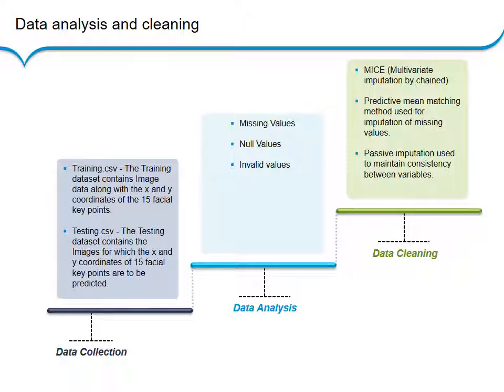On carefully analyzing the data, we found out that there were fields with missing values, null values, and invalid values. To counter this, we used MICE imputation, which is a predictive mean matching method used for imputation of missing values. Passive imputation was used to maintain consistency between variables.